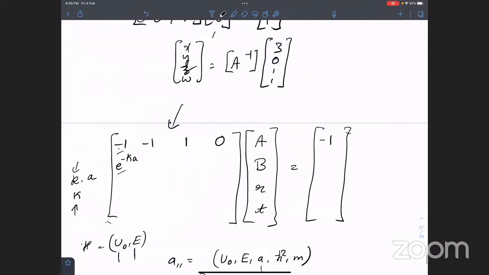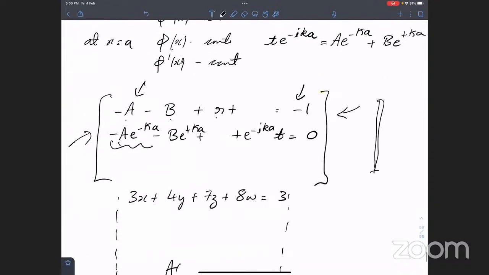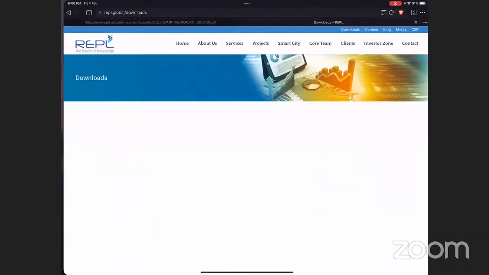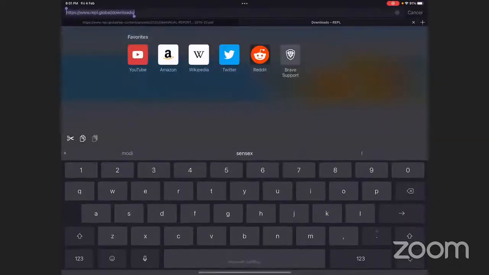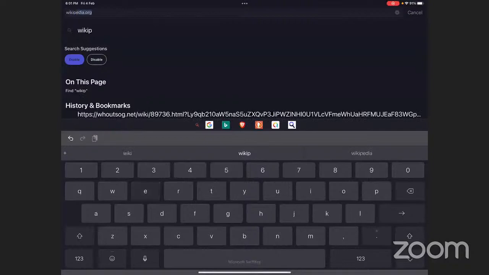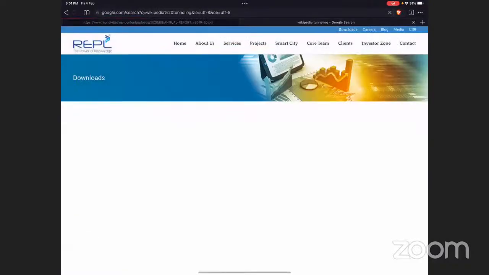And you should be writing a separate set of equations for E less than U0 and a separate set of equations for E greater than U0. Ultimately, let me show you. Is this clear? Any questions about this? I hope I'm not confusing you totally. If you look at the Wikipedia tunneling page, that plot is there.